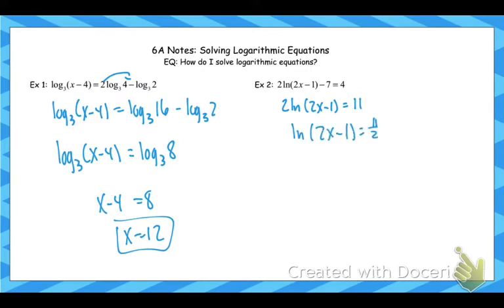And now at this point, because it's not a log equal to another log, I can't just set the arguments equal. I cannot just do 2x minus 1 equals 11 over 2. That's not true. But what I do know is I can rewrite this in exponential form. So natural log has a base of e, so e to the 11/2 power is equal to 2x minus 1.